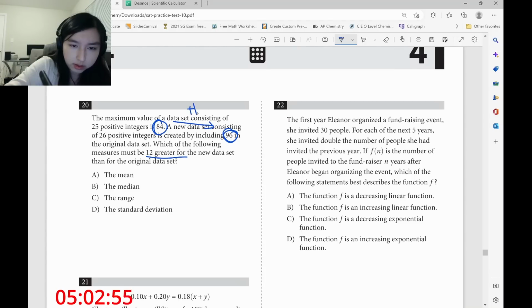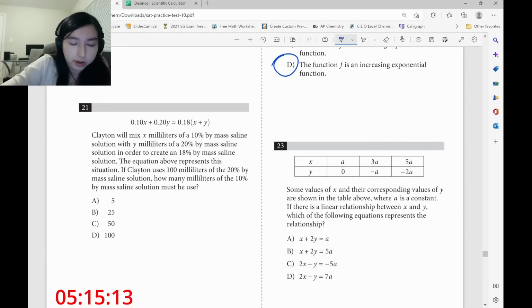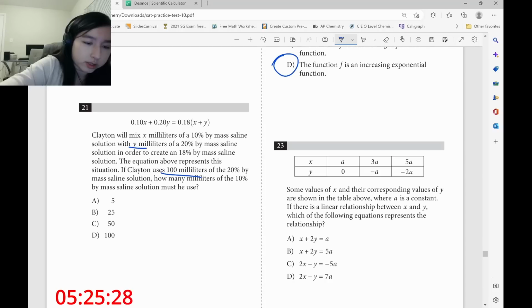86 to add it by 12, so the range, then obviously it's the range. Let's look at this. Double the number, double, so exponential, increasing exponential. Alright, Clayton uses that much. Alright, uses 100 milliliters. What are we plugging in as 100, x or y? 120%, 20%, 20 y. We're plugging in as y.